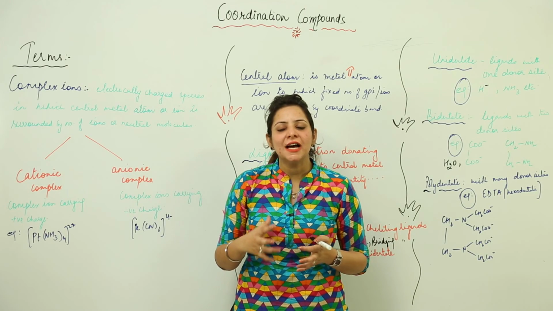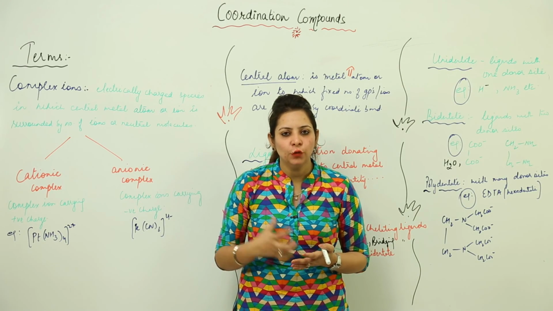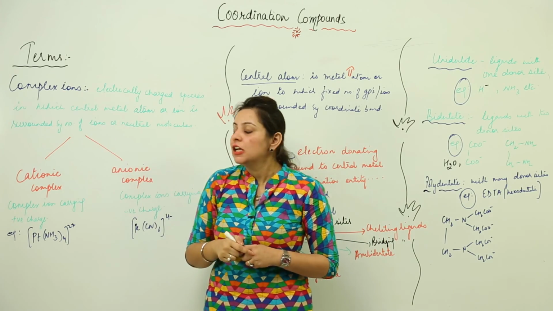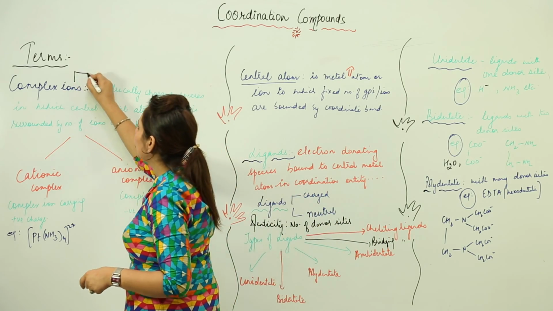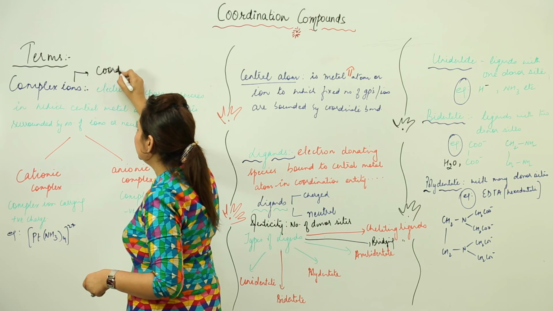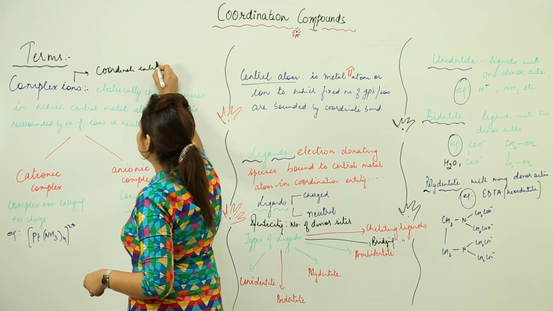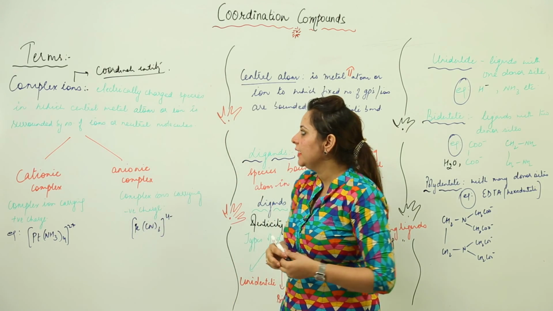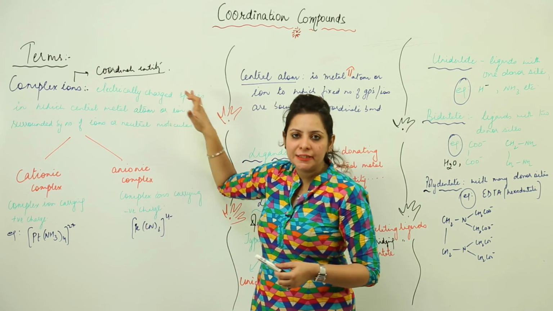Now we are going to start with the basic terminology which is involved in this chapter. That is, the first is the complex ion. This complex ion is also called a coordination entity. It can be called this also. So what happened in this case? It is an electrically charged species.